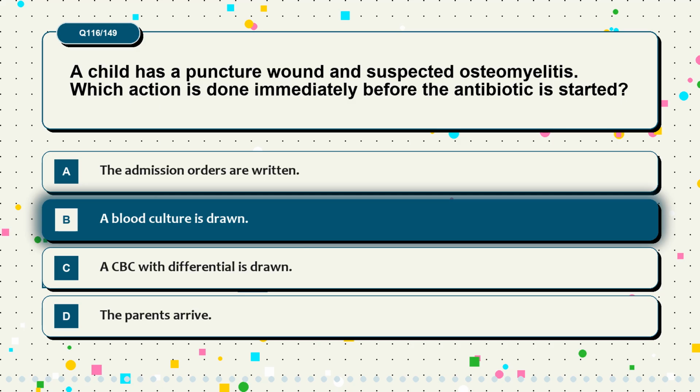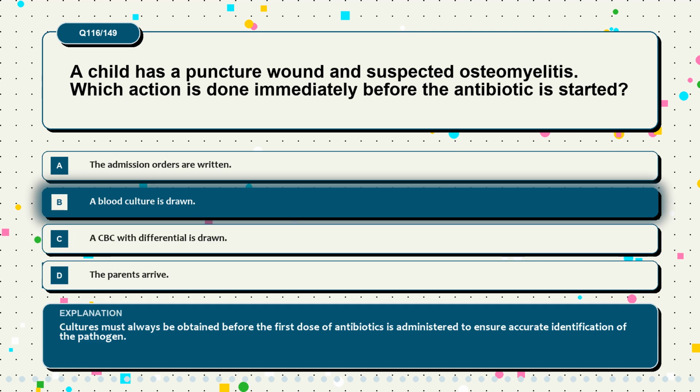The correct answer is option B. A blood culture is drawn. Cultures must always be obtained before the first dose of antibiotics is administered to ensure accurate identification of the pathogen.